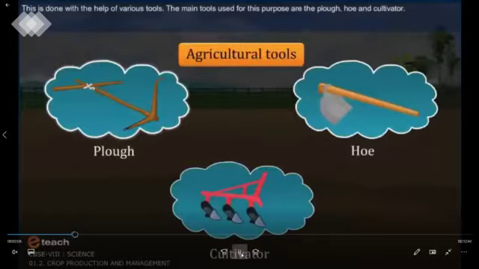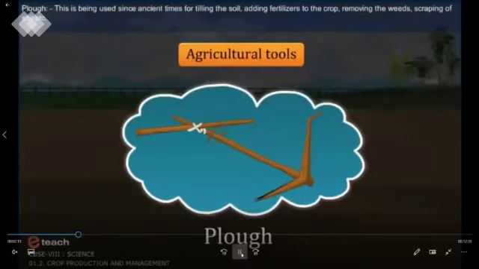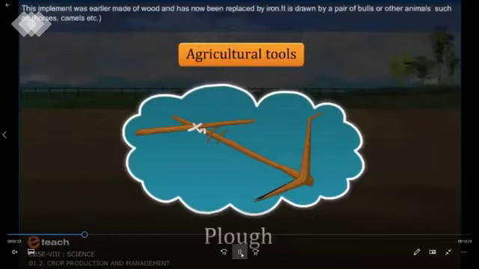To undertake these activities, the farmer uses various tools like the plough, hoe, and cultivator. Here it is a plough. It is an ancient plough which is made of wood. It is useful for ploughing the soil or tilling the soil with the help of bulls. Next comes another instrument called the hoe, which is useful for both ploughing and weeding. It also has a wooden rod or an iron rod.